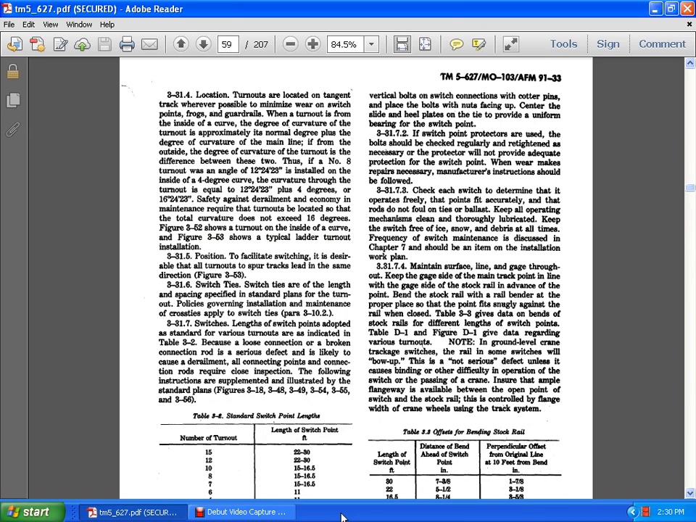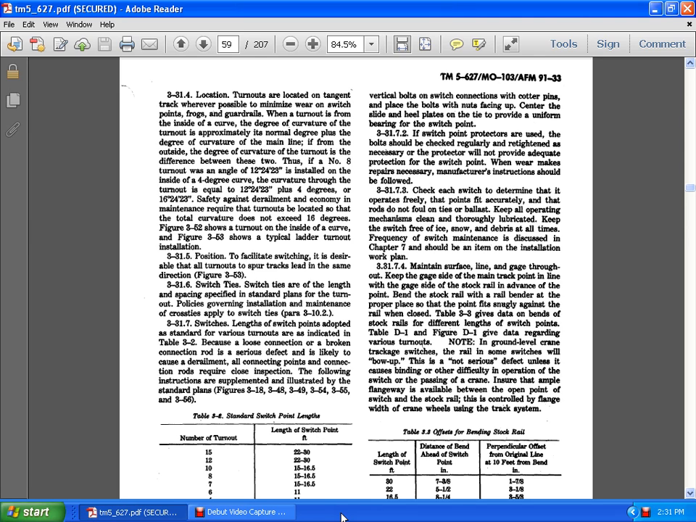3.31.7 The length of switch points is adapted to the various turnouts indicated in Table 3.2. Because of loose connections or broken combination connection rods, serious defects are likely to cause derailments. All connection and point connection rods require close inspection, following the instructions or supplemental instruments illustrated in the standard points in Figures 3.13, 3.14, 3.49, 3.15, 3.55, 3.56.